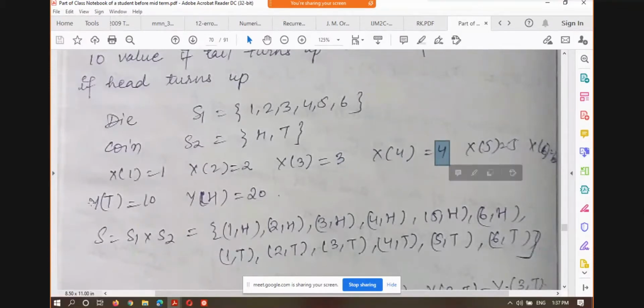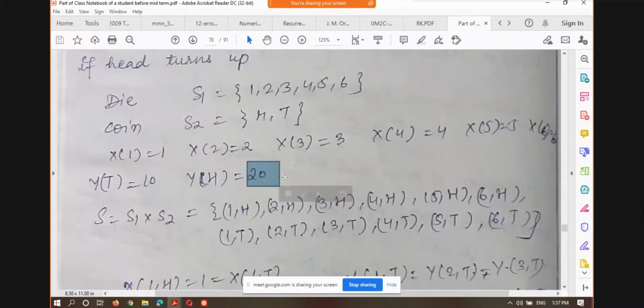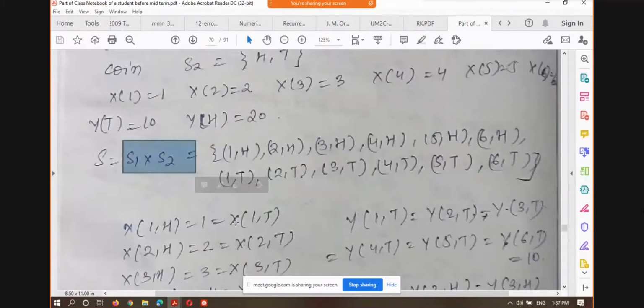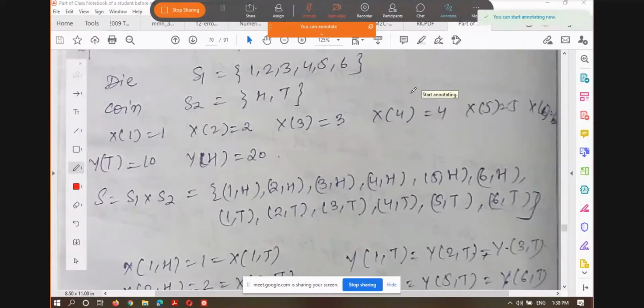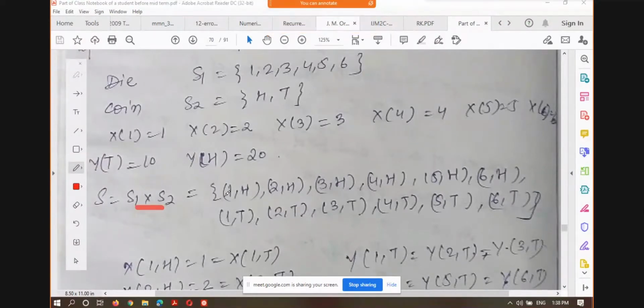Now to Y. If tail turns up, Y takes the value 10, and if head turns up it takes 20. Now we create another sample space S, which is the Cartesian product of these two sample spaces, S1 and S2. The Cartesian product is written as 1h, 2h, 3h, 4h, 5h, 6h, and then 1t, 2t, 3t, 4t, 5t, 6t.